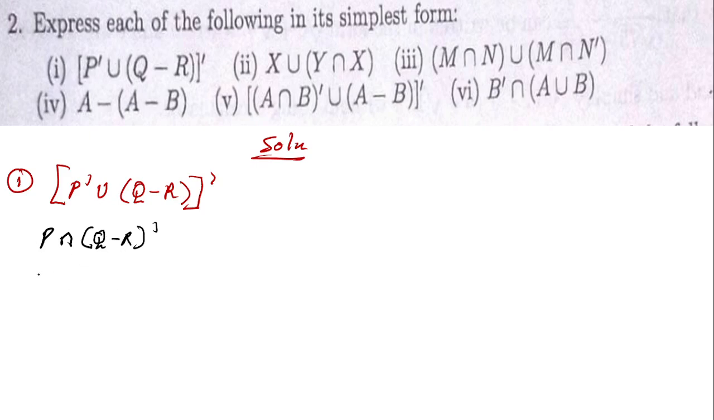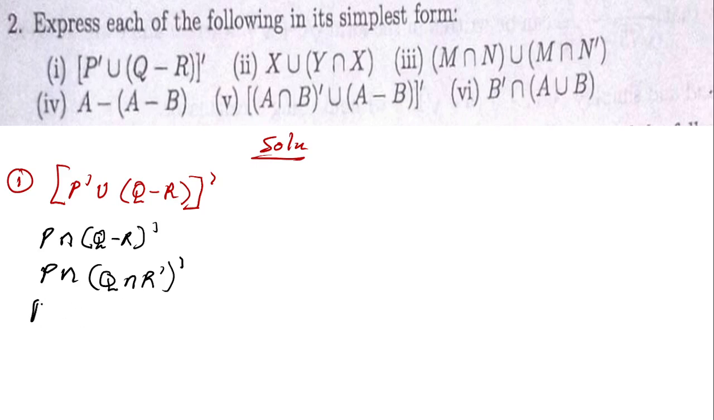Then from there I can simply say P intersection, and then I'll change that minus using the difference law, and this minus will change to intersection, and then the next expression is going to have a complement. So this whole thing, Q minus R, will be equal to Q intersection R complement. Remember there is a complement there, so I'll put a complement there.